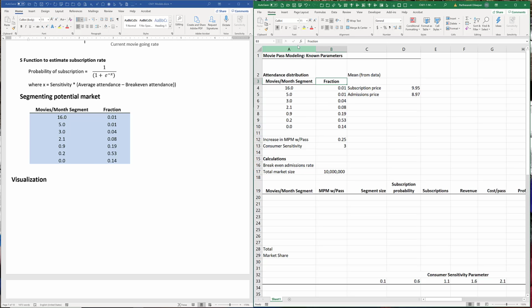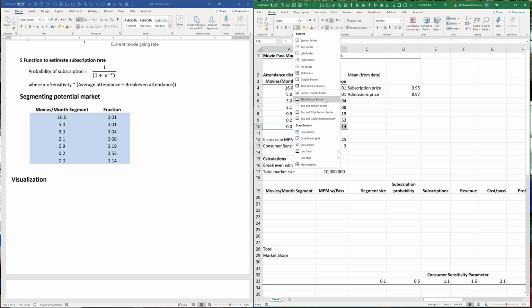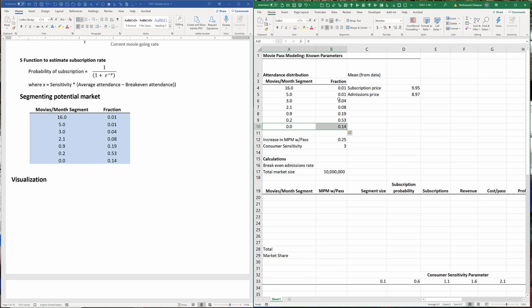Then we'll do the fraction that way. Fraction is already in 2 decimal places. We'll put a border underneath. Then this fraction should sum to 1. If you look at the sum, it is 1, because that's the rule for probability.